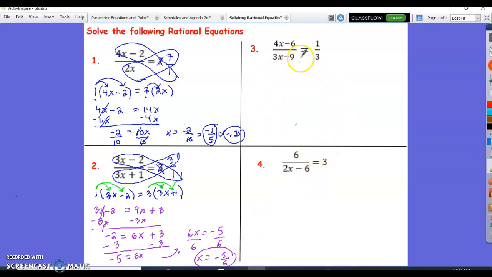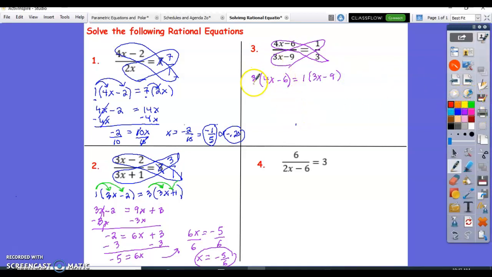All right, number 3, we have (4x minus 6) over (3x minus 9) equals 1/3. Now in this case, the right side of your equation is not a whole number anymore, so we don't have to write it over 1. This is already in fraction form. We can just go ahead and cross multiply. So I'm going to multiply 3 times (4x minus 6) equals 1 times (3x minus 9).